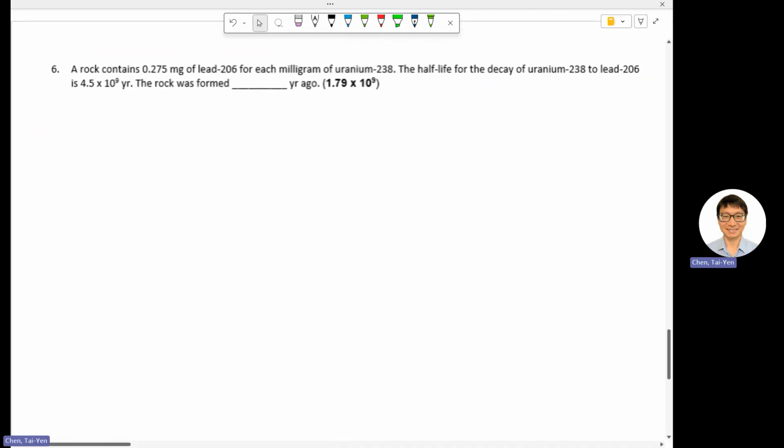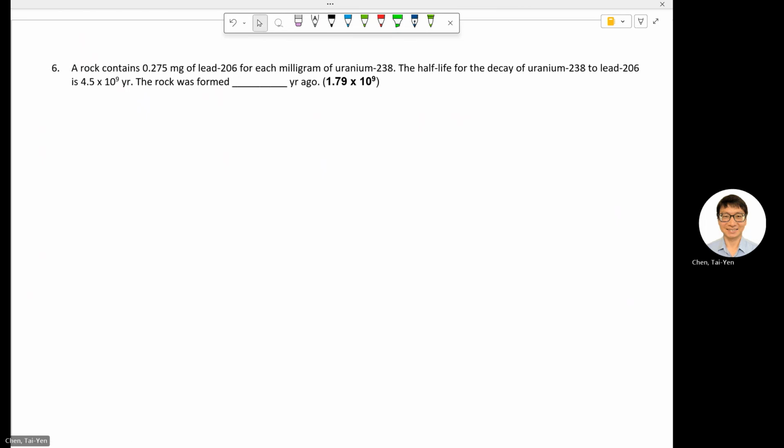Very last question today. It says a rock contains lead-206 for each milligram of uranium-238. It says the half-life of the decay of uranium-238 to lead-206 is that many years. Then it asks you how old the rock is.